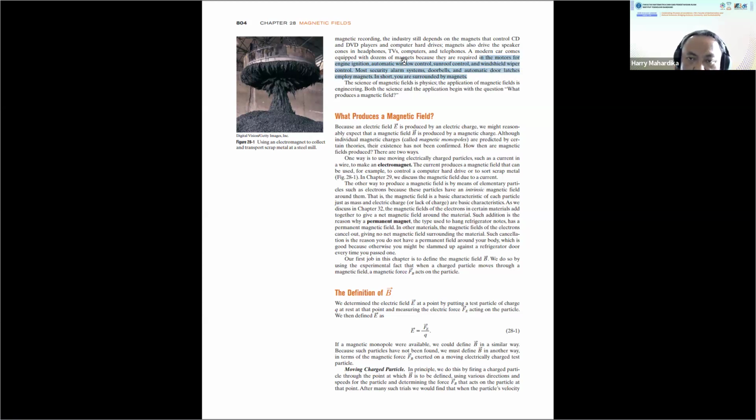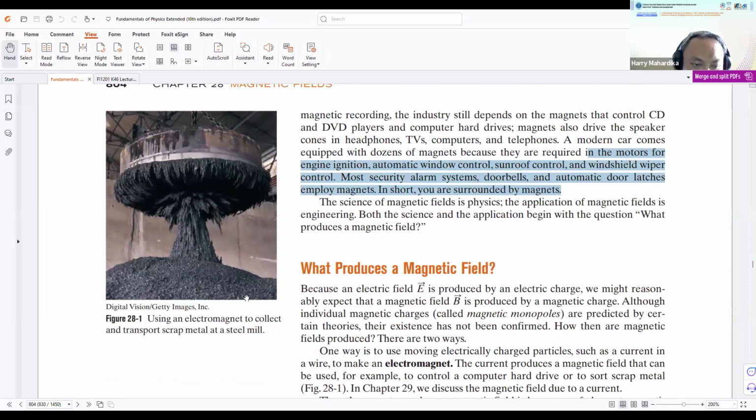Another example that we usually see is using electromagnets to collect or transport scrap metals in a steel mill. We sometimes see this on television when a factory needs to move metallic material from cars or trains to the production factory, and they use a magnet to move it from the car to the factory.